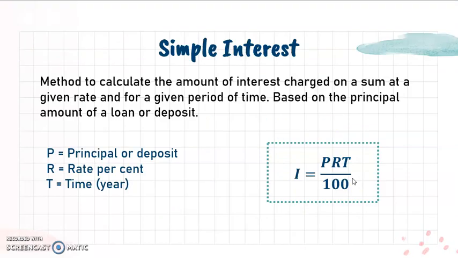Okay, so next, what is simple interest? Simple interest is a method to calculate the amount of interest charged on a sum at a given rate for a given period of time based on principal amount of loan or deposit. For simple interest, this is the formula that you need to apply. Interest is equal to P multiplied with R multiplied with T divided by 100. P means the principal or deposit or the money you invested, whereas R means the rate, T means the time in years, divided by 100.